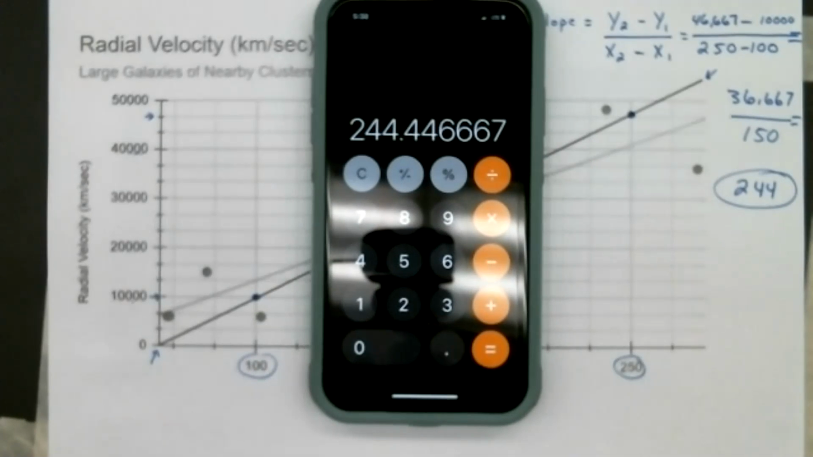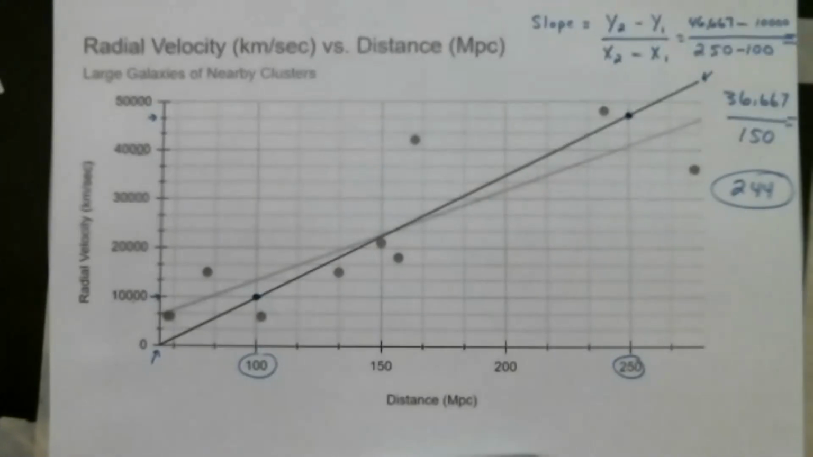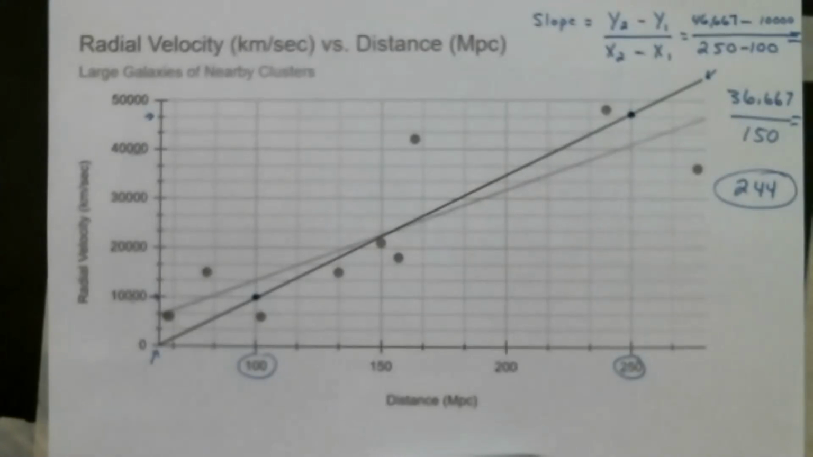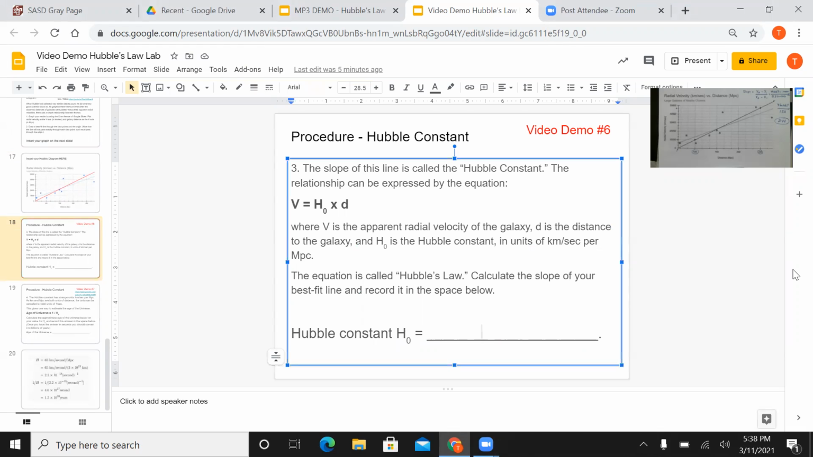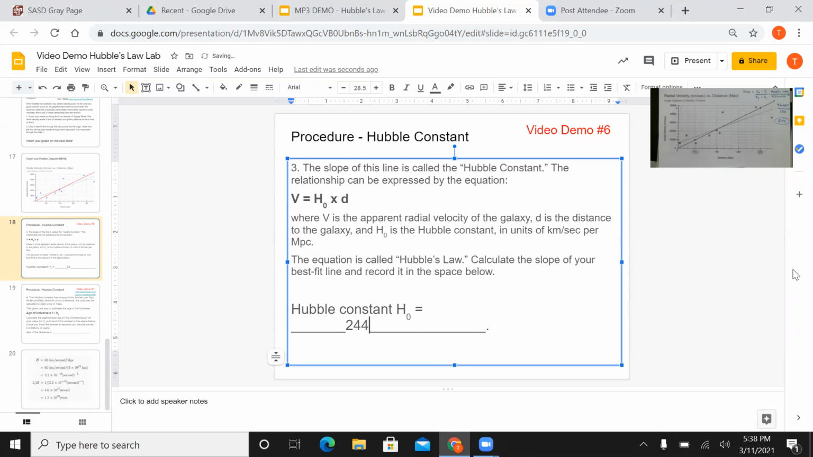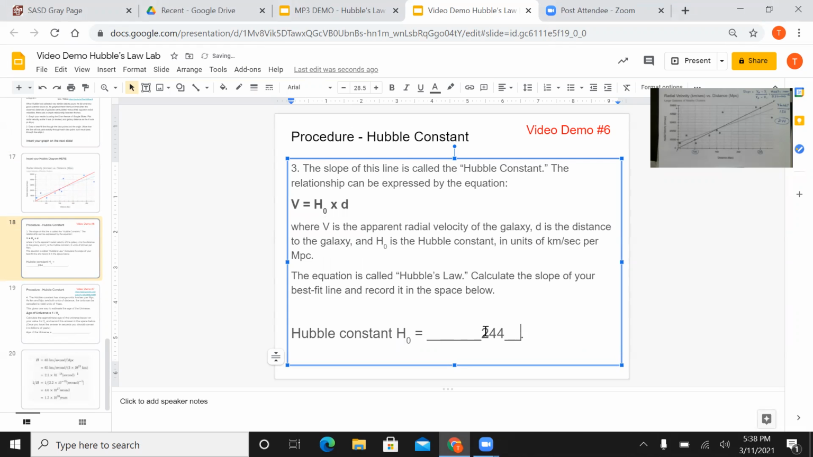All right, so I'm going to put that into my data table. And that's going right there. 244 is the number. And then the units that go with that are kilometers per second per megaparsec.